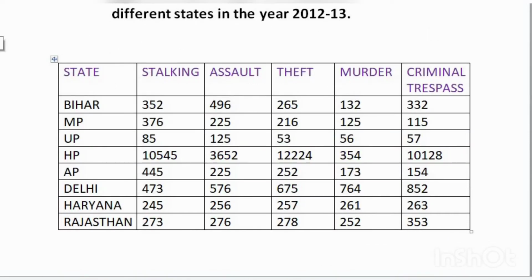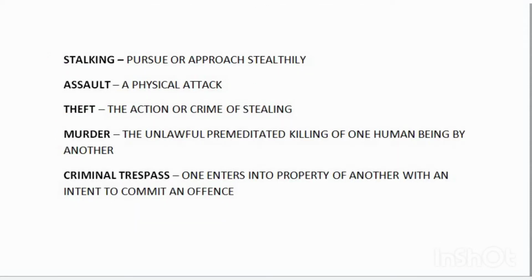8 states are given and the different crimes, that is stalking, assault, theft, murder and criminal trespass. The meanings of the different crimes given in the table are here and these are obtained from Google. Stalking means pursue or approach stealthily. Assault means a physical attack. Theft means the action or crime of stealing. Murder means the unlawful premeditated killing of one human being by another. And criminal trespass means one enters into the property of another with an intent to commit an offense.